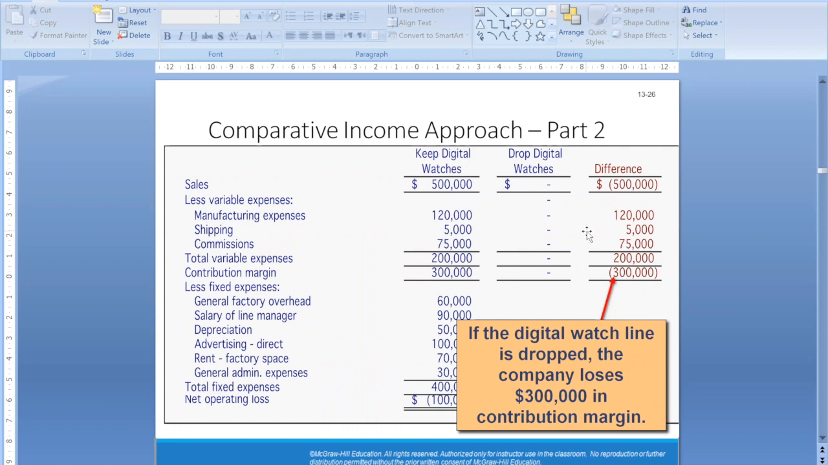Now, the second column, if we consider that we are dropping the digital watch line, we will lose the whole sales of $500,000, and we will not be paying all the variable expenses. So we will lose the contribution margin. The second column includes zeros for the sales and all variable expenses. So if the digital watch line is dropped, the company loses 300,000 in its contribution margin first.